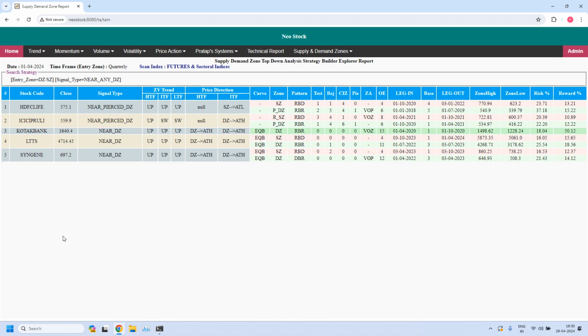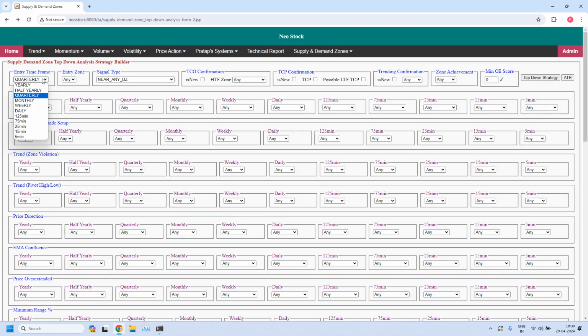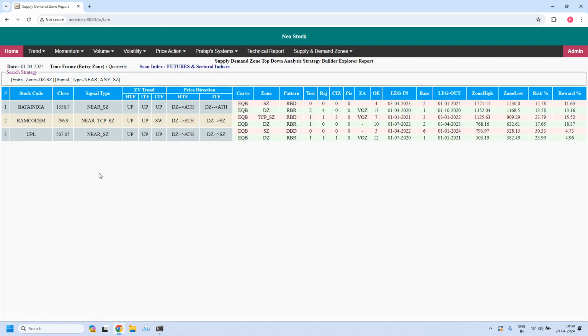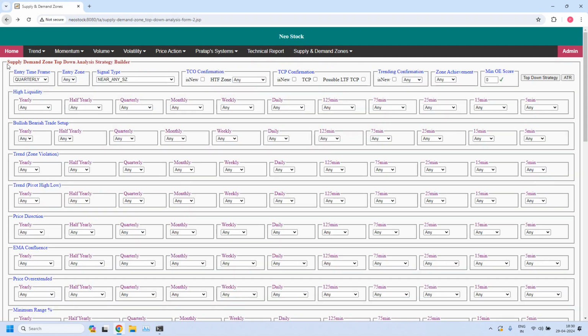So I am moving to the next report. Let me go back. For quarterly time frame, let us find the stocks near quarterly supply zone. So 3 stocks are filtered which are near to the quarterly supply zone.